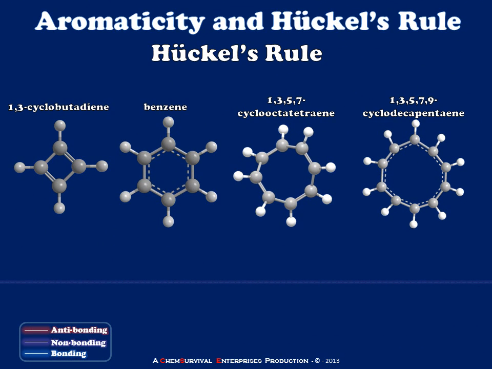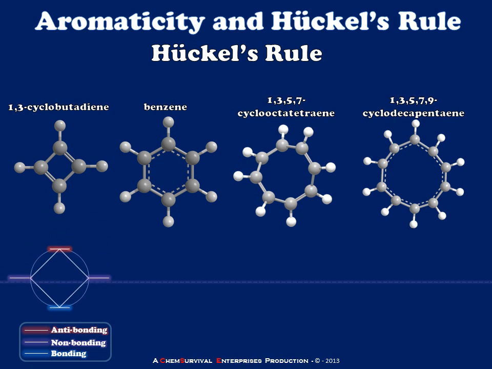Okay, so now that we have a good working definition of aromatic and antiaromatic, let's take a look at a few more cyclic conjugated alkenes and see if we can spot the trend that is Huckel's rule. Here I've shown 1,3-cyclobutadiene, benzene, 1,3,5,7-cyclooctatetraene and 1,3,5,7,9-cyclodecapentaene.